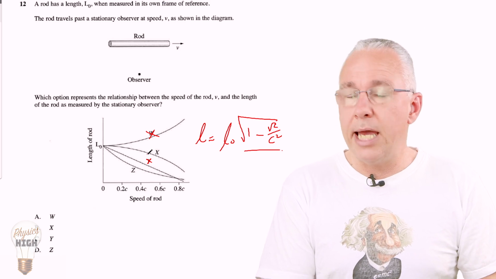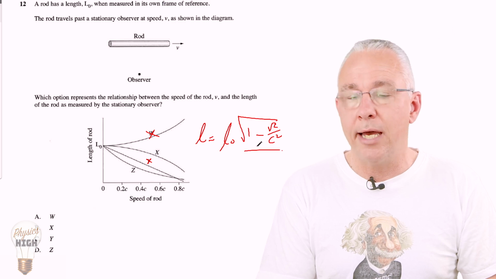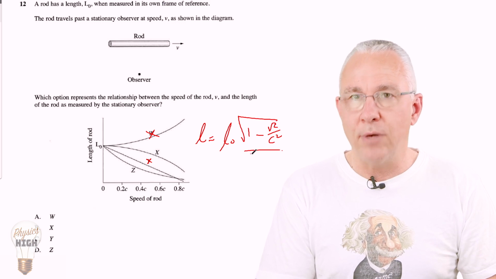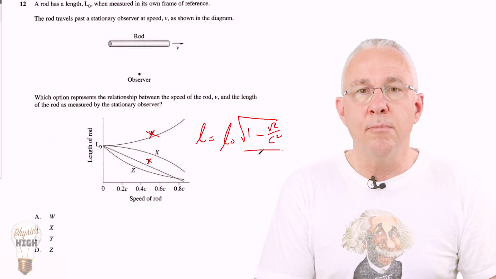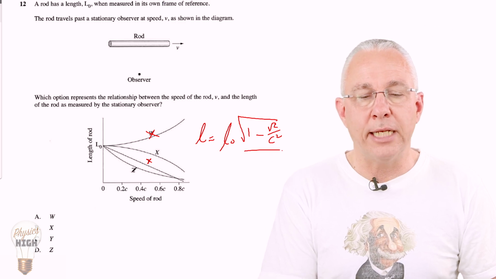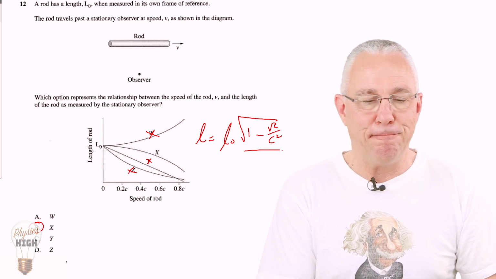Now, if we look between X and Z, what this suggests is that initially, if the velocity is low, we will only have small changes. But because of the square relationship, the greater the velocity, the more marked that length contraction. And therefore, that excludes Z. And so therefore, our answer is B.